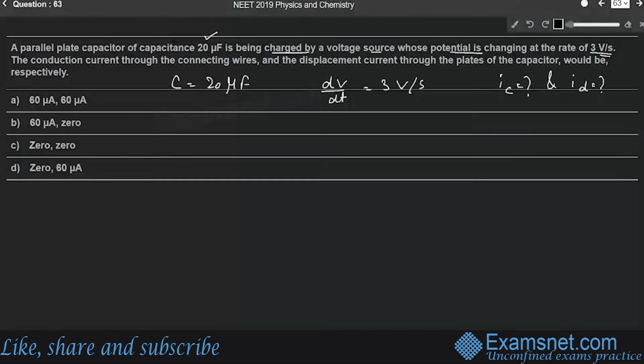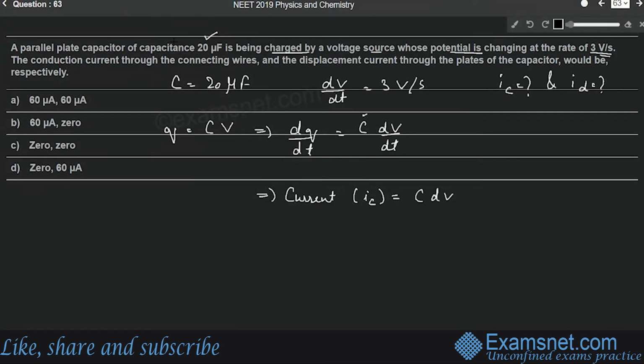Now it's very simple. We know that charge is given as the product of capacitance and voltage or potential difference. So dq by dt, the differentiation of charge, will be equal to C dV by dt, because capacitance will remain constant. Now we know that dq by dt is nothing but current. So it is current, that means IC, conduction current, and that is equal to C dV by dt.